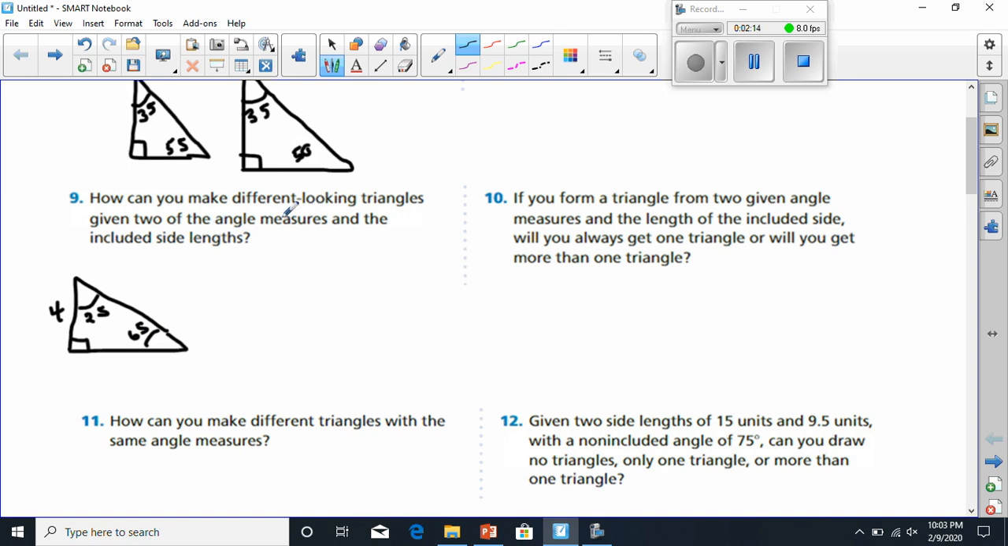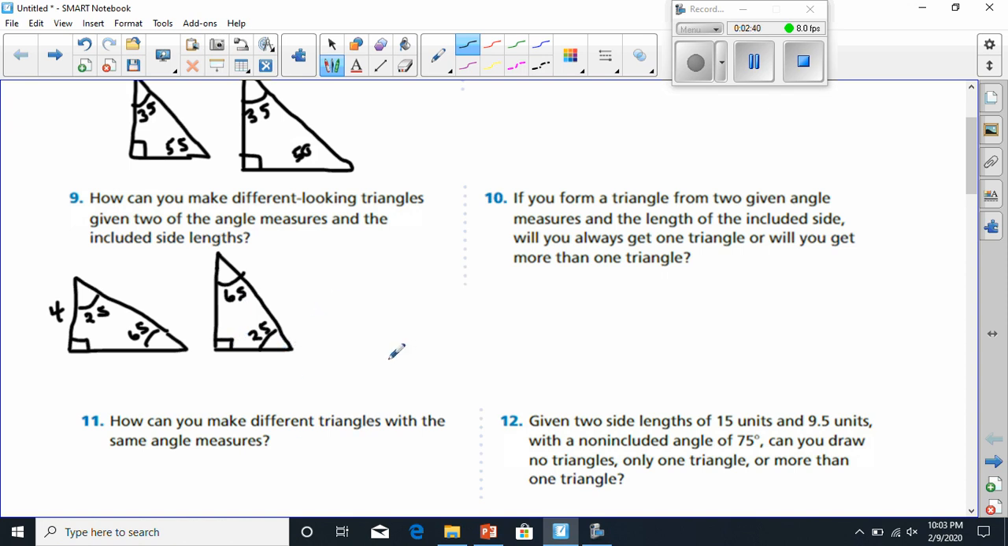And if I'm going to get two different looking ones, I can't forget that I can turn these, right? So this one up here could actually be 65, while this one is 25. And we can keep this one right there the same.